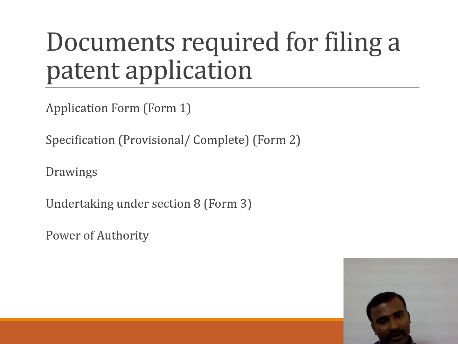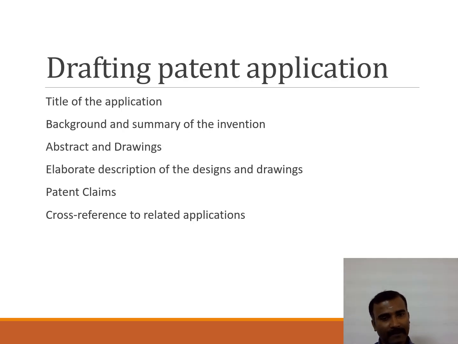What documents are required for patent filing? There are two types of patent: one is a utility patent and the other is a design patent. If you want to file a utility patent, you first have to take these forms. Form 1, Form 2, Form 3: the application, the specification of your product, methodology or tool, whatever it may be, the undertaking, that is Form 3, and drawings, including the description of the product and what you are going to claim in your product. And the last one is the power of authority. These are all the necessary documents required for filing a patent in India.